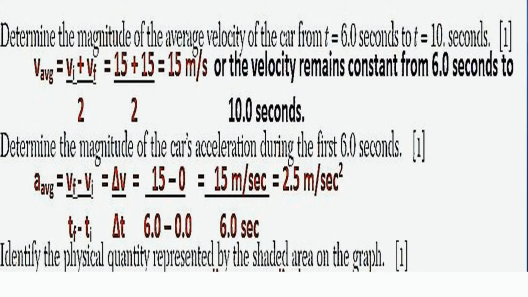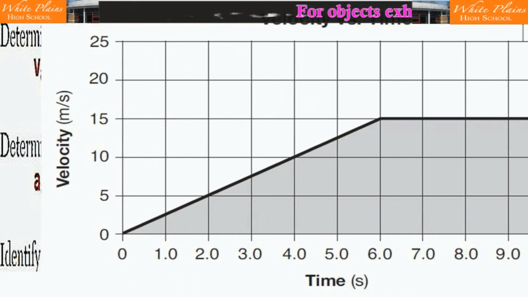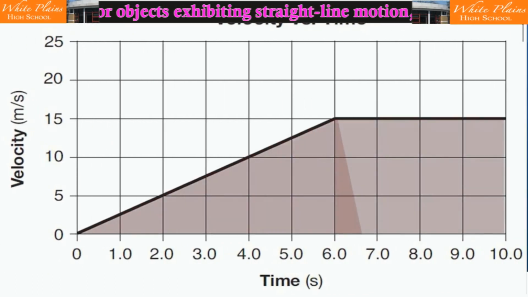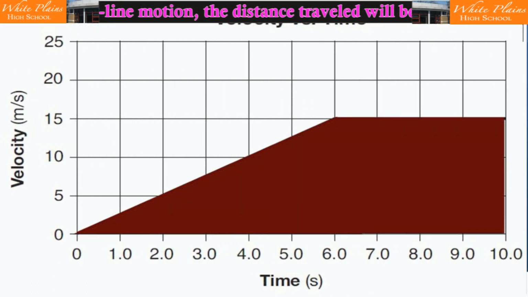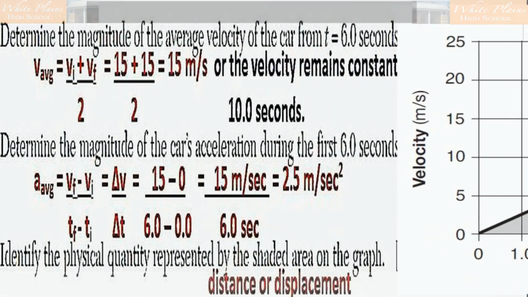And finally, we're asked to identify the physical quantity represented by the shaded area on the graph. On a graph of velocity versus time, the shaded area will represent displacement or distance traveled.